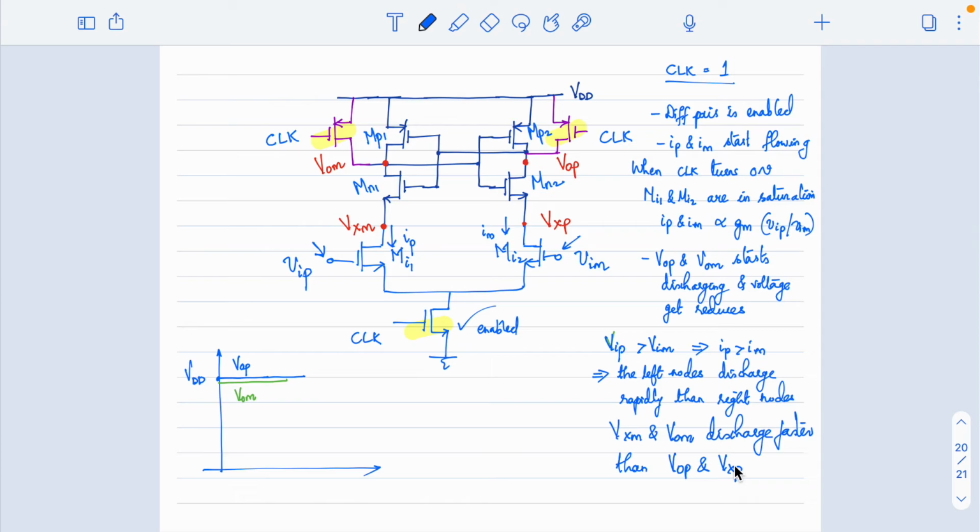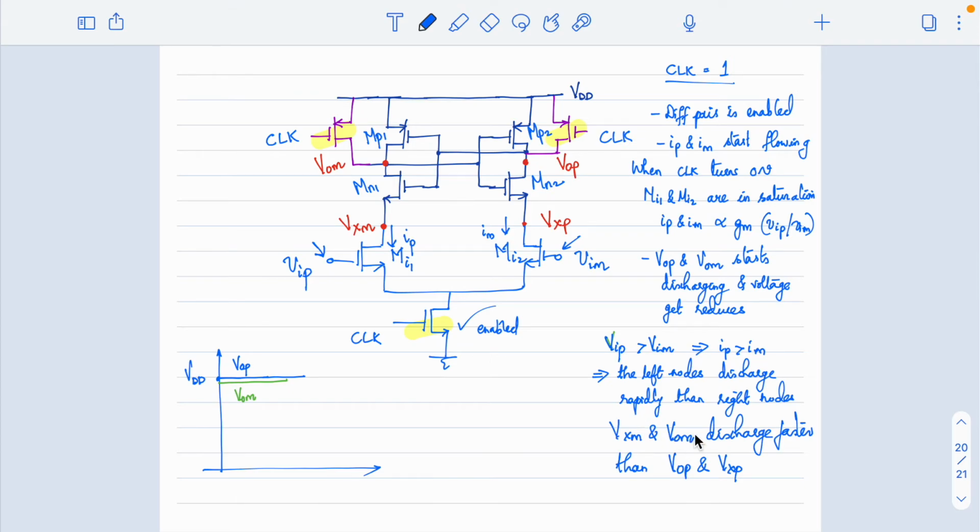Ultimately, what will happen? Now we no longer need to consider the clock, the PMOS clock switch here. We only have to look at the regenerative latch, the transistors MP1, MN1, MP2 and MN2, which are connected back to back. Based on the input signal, this should make a decision.